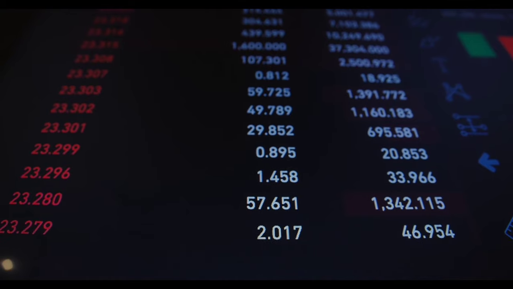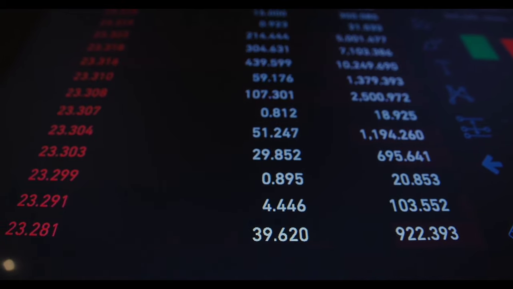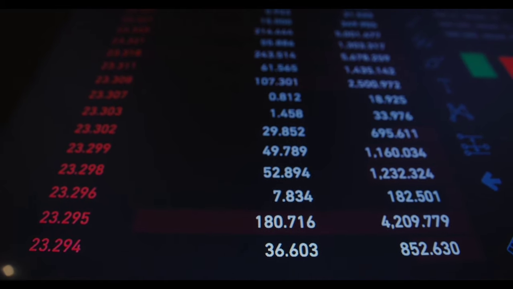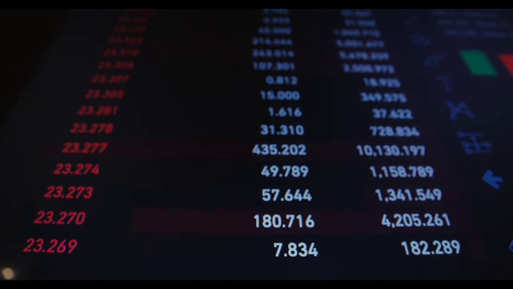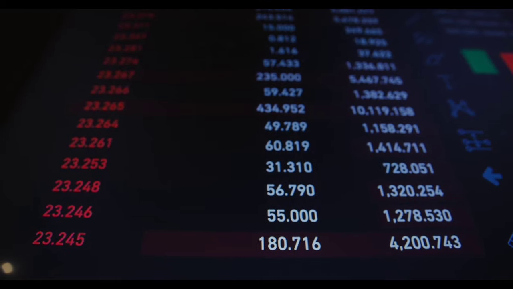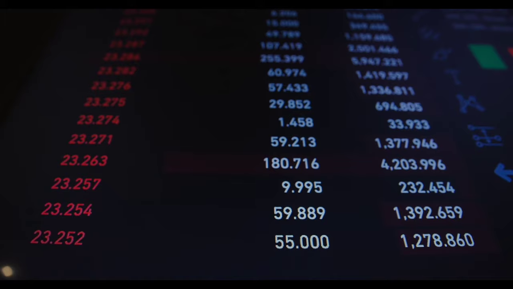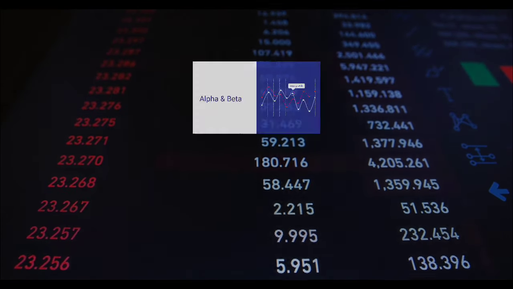Hi guys, welcome back. If you are struggling to find out which stocks are best to invest in and where to put your hard-earned money to get it growing, then you have clicked the right video. We will present you the two most important parameters to help you identify the performance of a stock or a fund in the market. So without wasting time, let's get started.